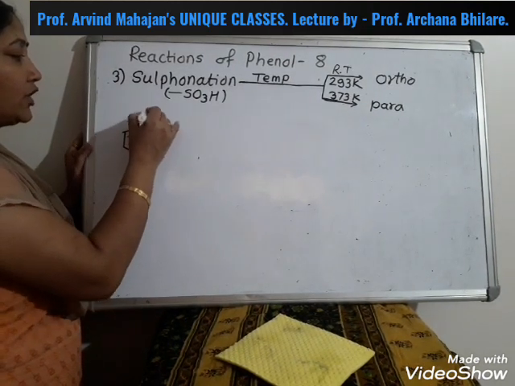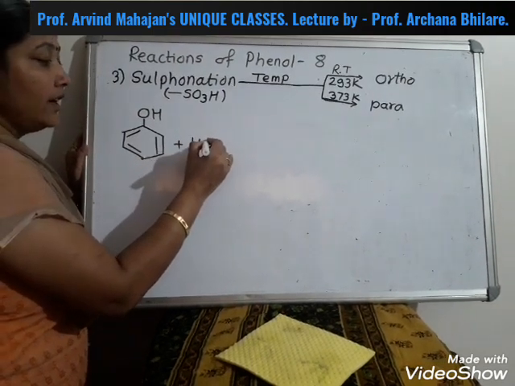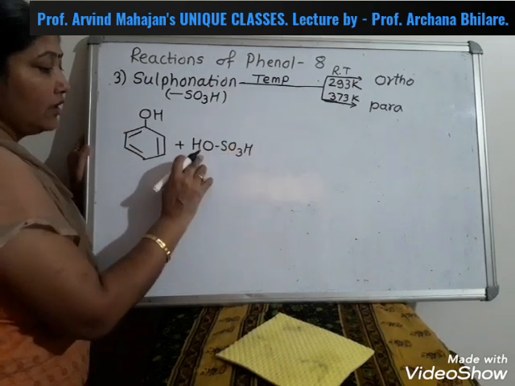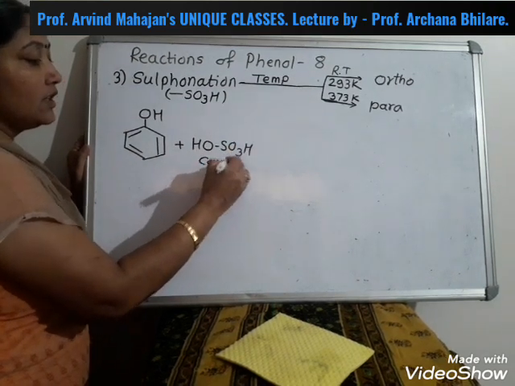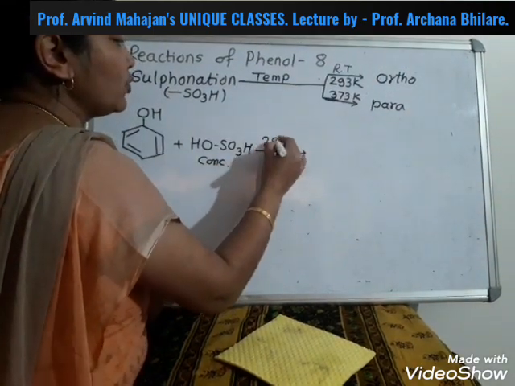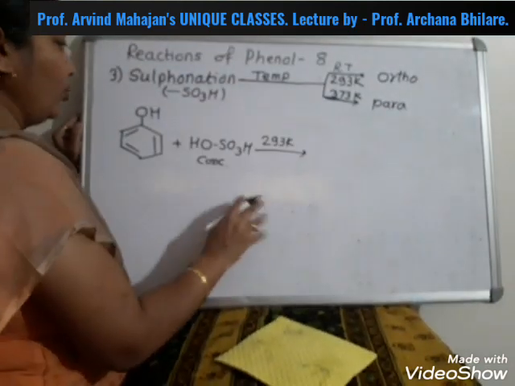So, what's the reaction? Phenol reacts with concentrated H2SO4, HOSO3H. We have split this. This is concentrated H2SO4. The reaction takes place at 293 Kelvin. If you don't remember this temperature, write room temperature.